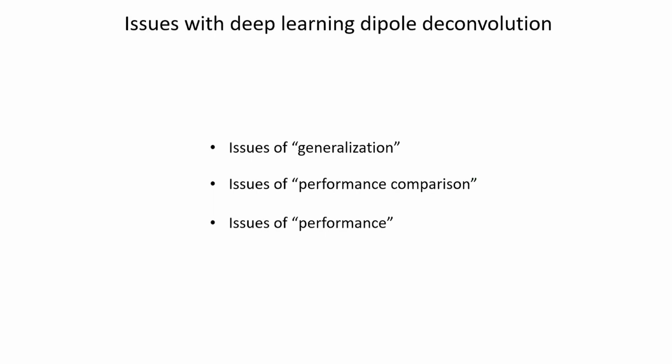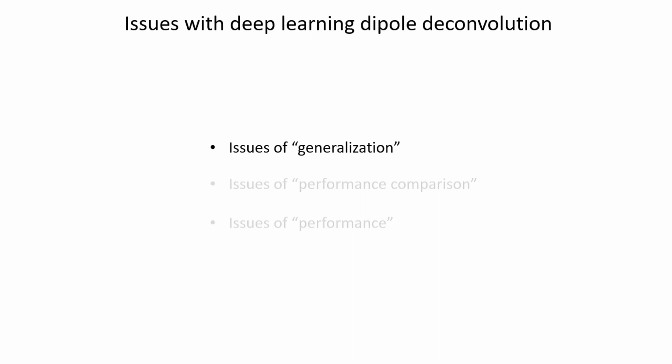Well, if you think about what I just presented so far, it feels like deep learning can be a magic tool that gives you striking artifact-free images, but it turned out it has a lot of issues. And the three things that I will talk about are generalization, performance comparison, and performance itself. The first one is about the generalization.